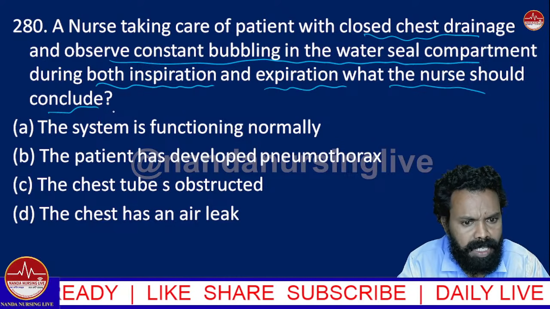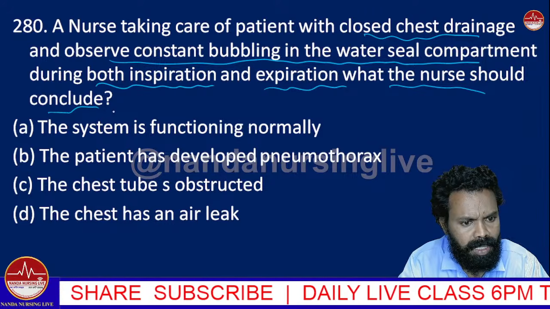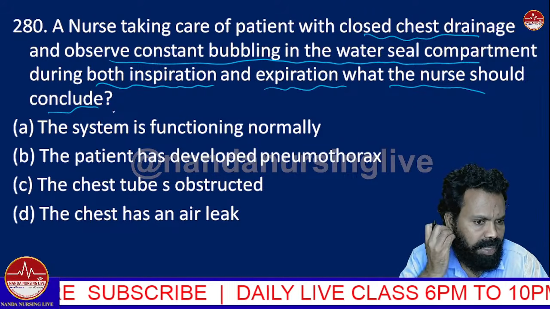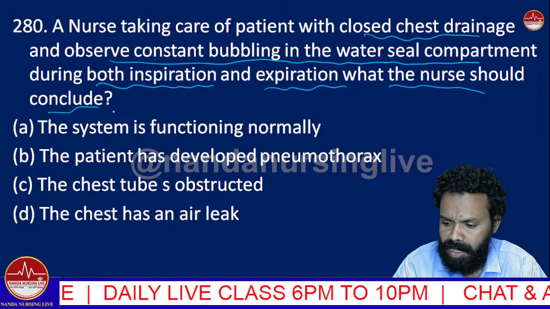Option A, the system is functioning normally. Option B, the patient has developed pneumothorax. Option C, the chest tube is obstructed. Option D, the chest has an air leak. So which option is the correct answer, beta?